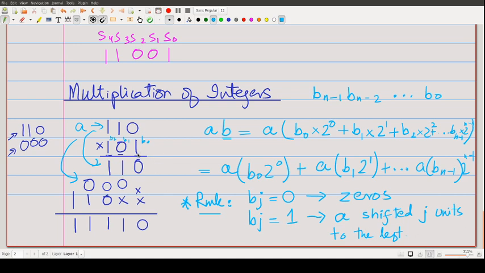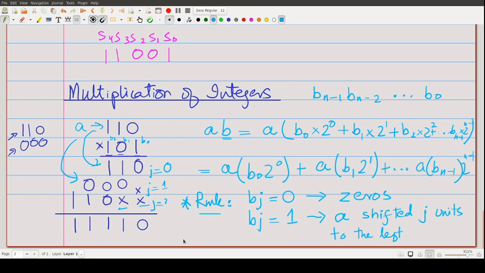So bj was 1. There are going to be no shifts because j is 0 right now. So you just write it as it is. In the next case b1 was 0. You just write zeros as it is. Then in the next step you had 1, but now j is equal to 2, so you shift it twice. j was 2 here, j was 1 here, and j was 0 here. So this multiplication is being done first with b0, then with b1, then with b2, and at every stage it's being shifted.